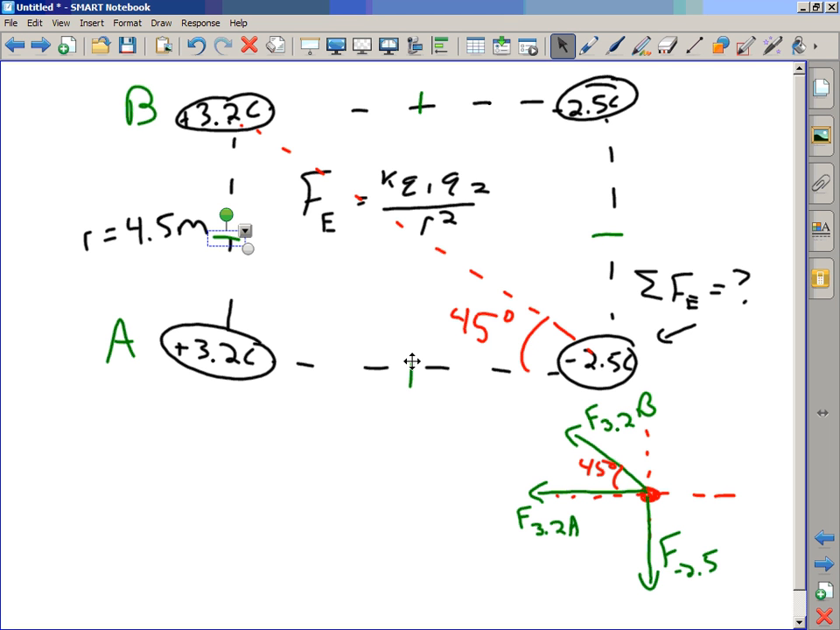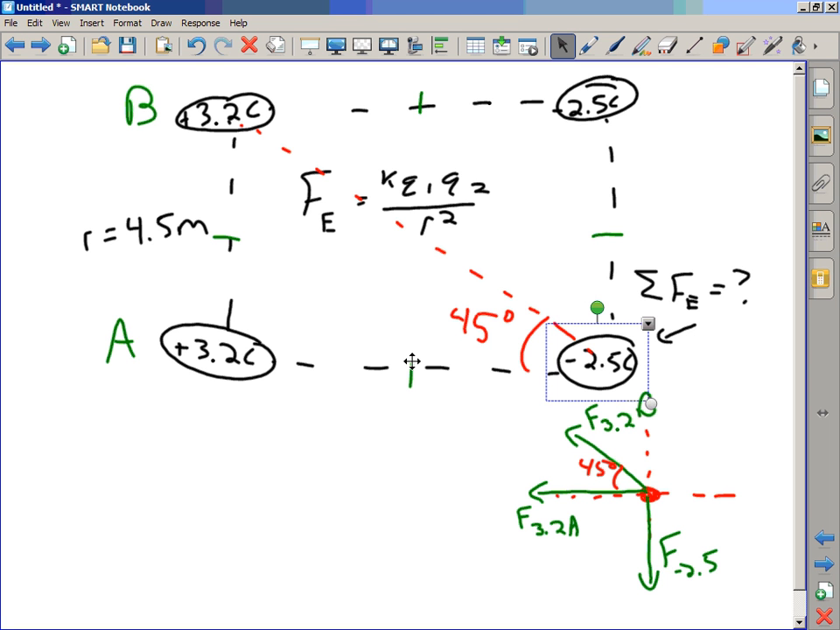You have to have the radius in this equation, right? The distance between the charges. Well, the distance from the negative 2.5 to the negative 2.5 is easy. It's 4.5 meters. From the positive 3.2A over to the negative 2.5 is easy. 4.5 meters. How about from B over here? How would you figure that out? 4.5 times square root of 2. Good. Yeah, it's going to be the Pythagorean theorem.